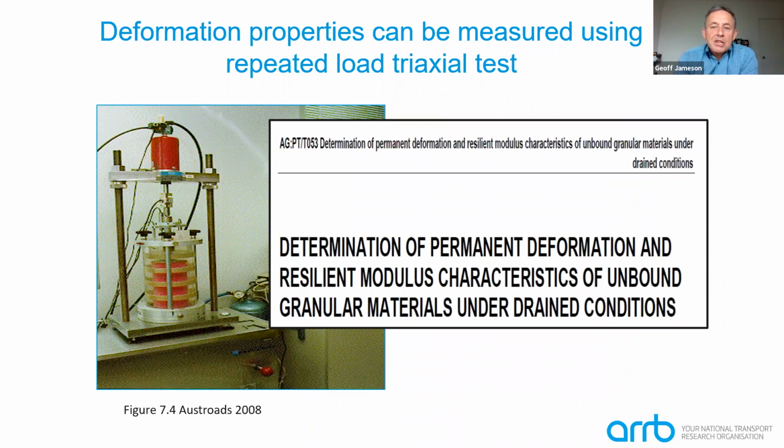Now, the deformation can also be estimated, as we talked about, from the repeat load triaxial test. And there's a test method around for that, the Austroads test method for measuring the deformation characteristics of granular materials.